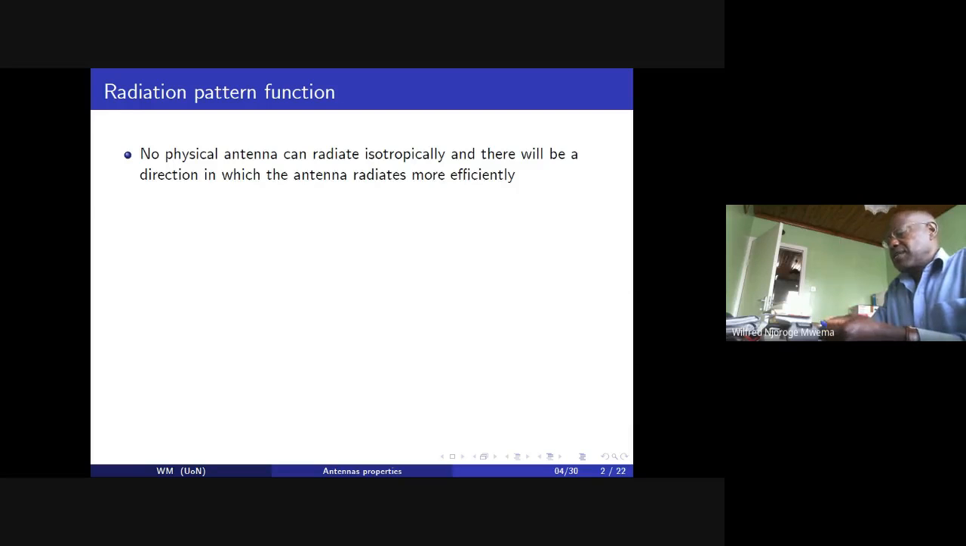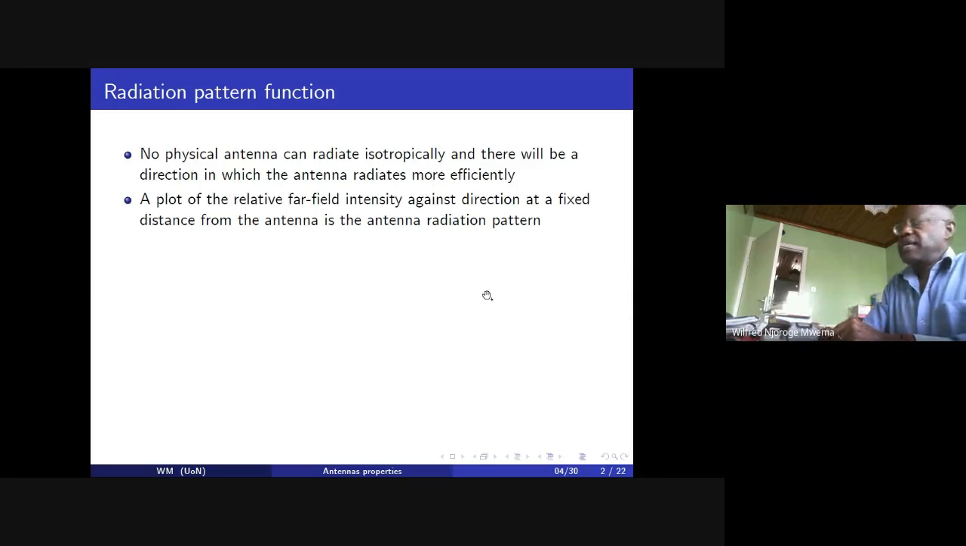And we saw the same thing for the horizontal magnetic dipole, where the field in the vertical plane was the H field, which was figure 8, and circular in the horizontal plane. Now, no physical antenna will radiate isotropically, that is equally in all directions, and there will be a direction in which the antenna radiates more efficiently.